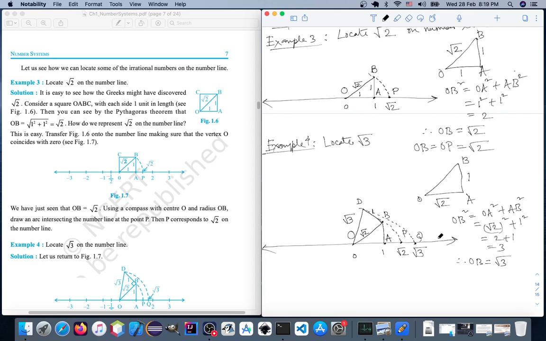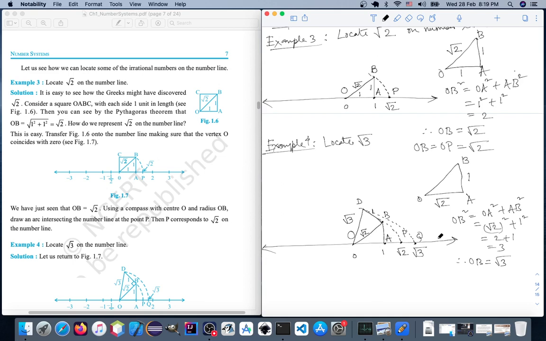In this way, we can also look at root 4. Even though root 4 is 2, we can straight away mark the point of 2 unit distance from O. We can also look at root 5. How do we look at root 5? To locate root 5, we need to locate root 4.